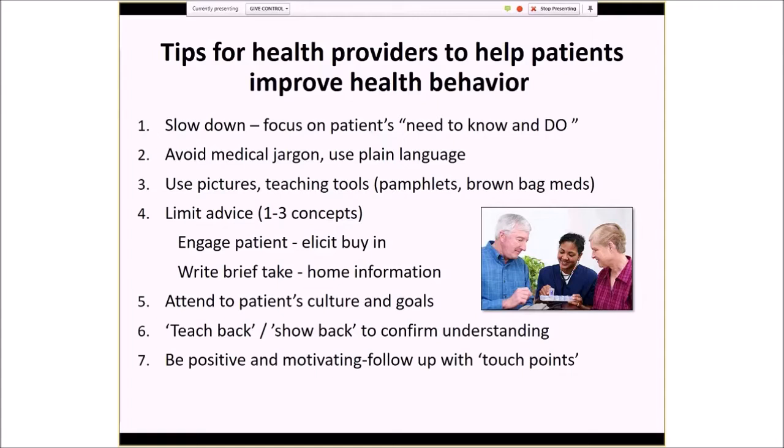Attend to their culture and their goals, what's important to them. And the only way to truly confirm understanding is to use teach back or show back, where you say, tell me how you're going to take this medicine. Show me how you're going to use this inhaler, etc. And it's important that all of us are positive and motivating, because it's the patient that has to do this.